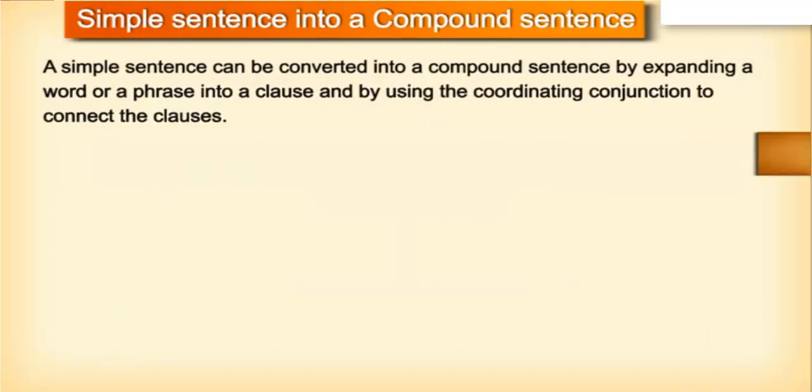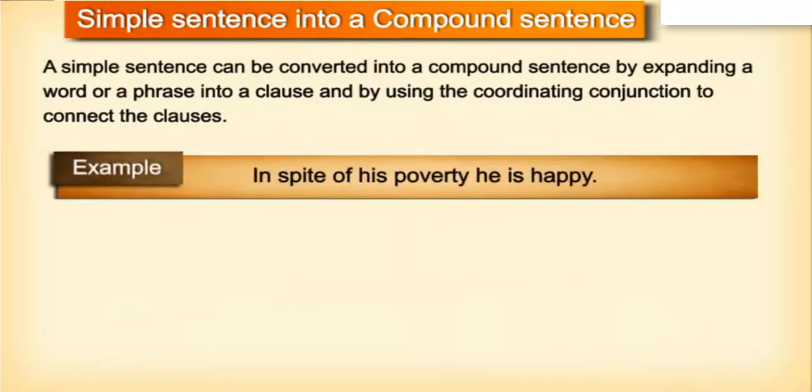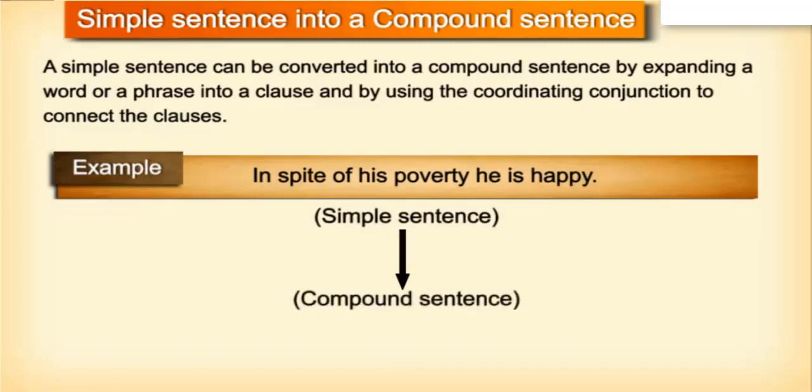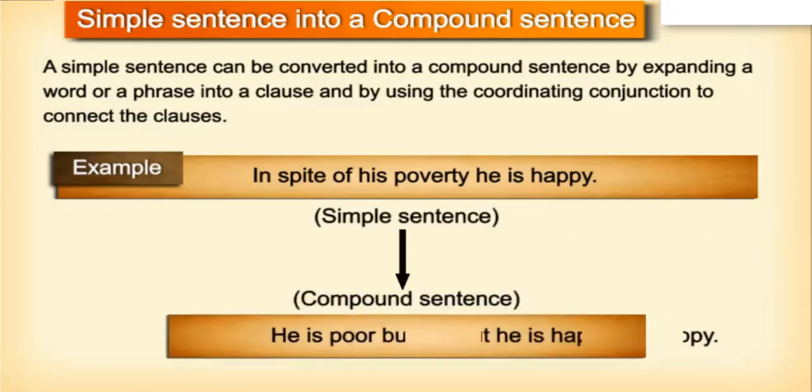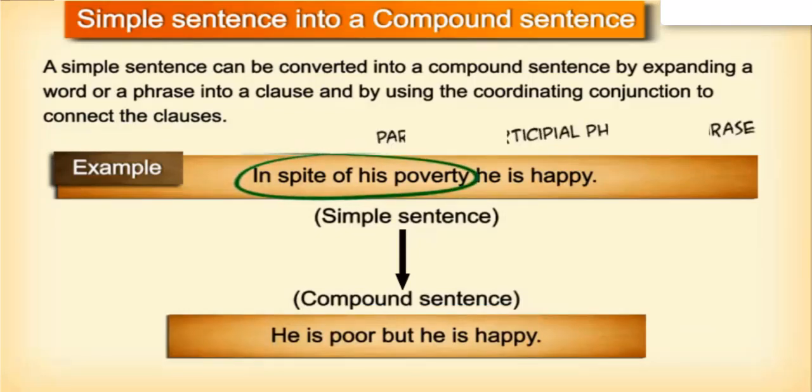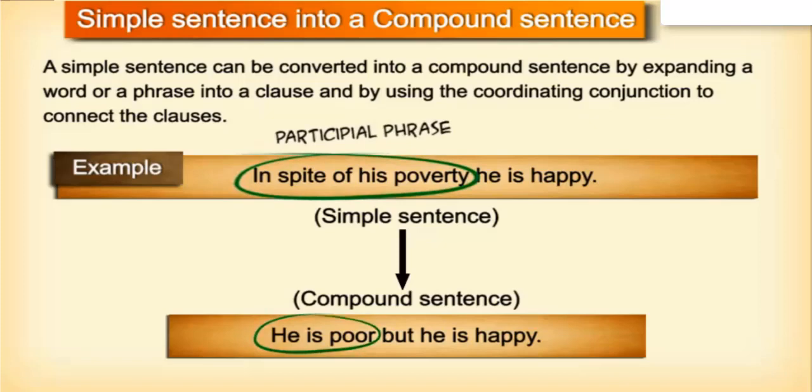Let us see some more examples. In spite of his poverty, he is happy. This is a simple sentence. Its corresponding compound sentence will be, he is poor but he is happy. Here we changed the participial phrase, in spite of his poverty, into the clause, he is poor, and connected it to the original clause with the coordinating conjunction, but.